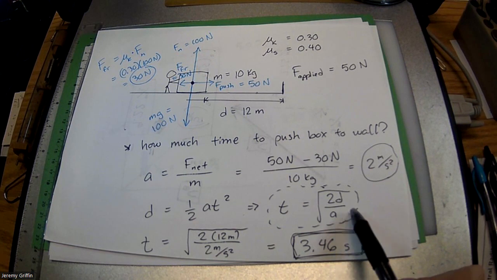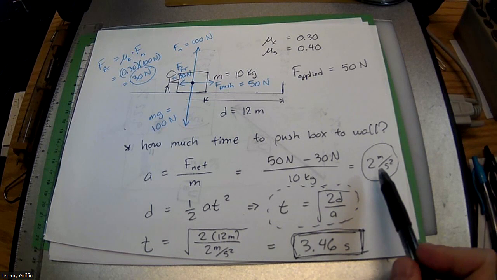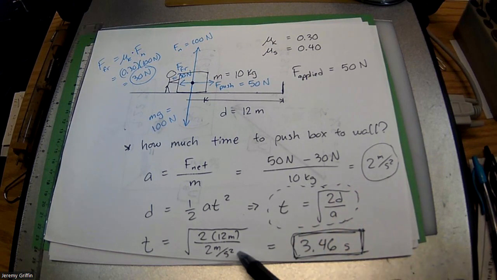And we have those things. So the distance was 12 meters. The acceleration we calculated 2 meters per second squared. Pop it in, 3.46 seconds. Okay, if this was a multiple choice question, I'm guessing that they would say it's 3.5 seconds. Thanks, Scott. Okay, you guys good there? All right.